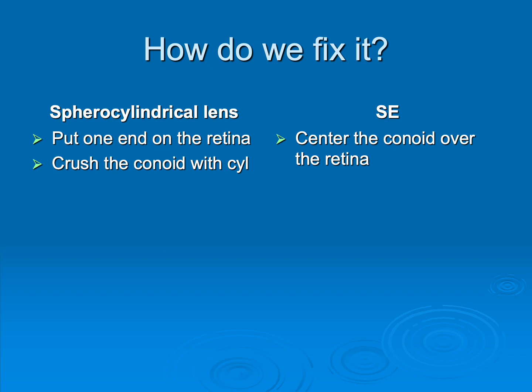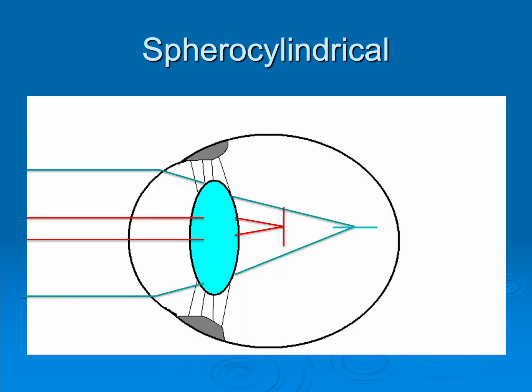If you don't use a spherical cylindrical lens, you can treat people with spherical equivalent, and that is putting the conoid straddling the retina so that half of it is inside the eye and the other half is outside. So to demonstrate this, we're going to use a compound myopic eye shown here. And remember, the conoid of Sturm is the distance between where one ray focuses and the other ray focuses.